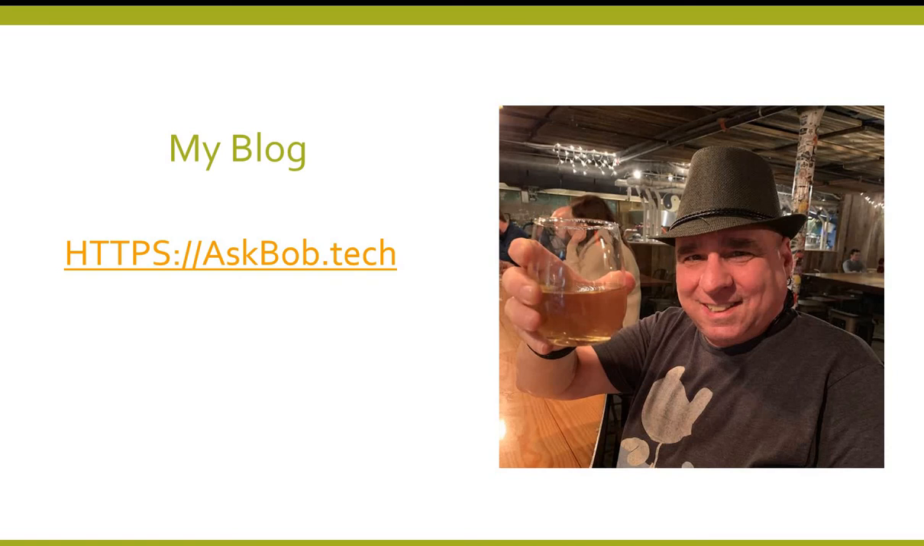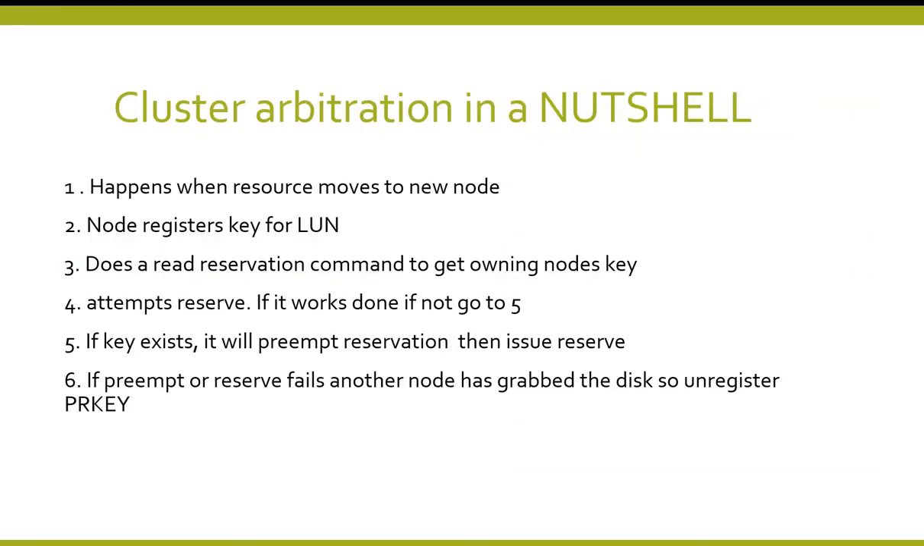So let's go back to the arbitration. We do a read reservation to get the owning node's key so we can preempt. And again, if you have 2 nodes doing this, one node may fail. The preempt may fail if the other node preempts and gets the reservation. You've got 2 nodes preempting, and only one's going to work. So we do the preempt and then the reserve. If one of those fails with a reservation error, we unregister the key because that's interpreted as an arbitration failure, which is typical if you have more than one node trying to arbitrate.